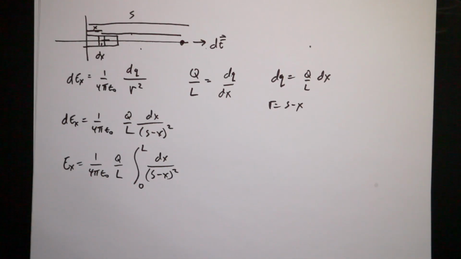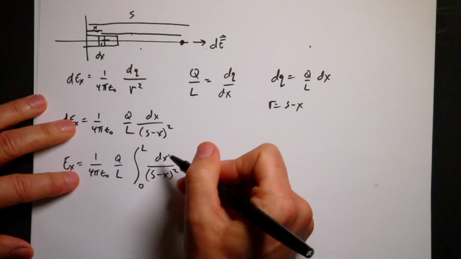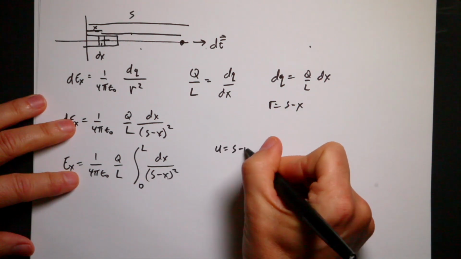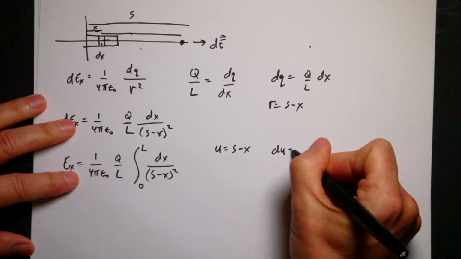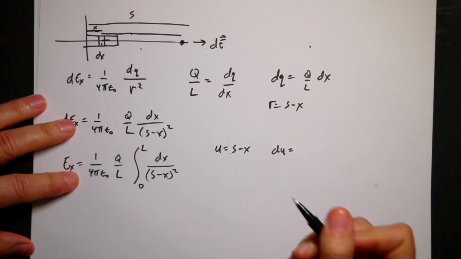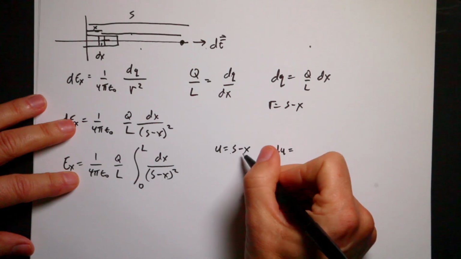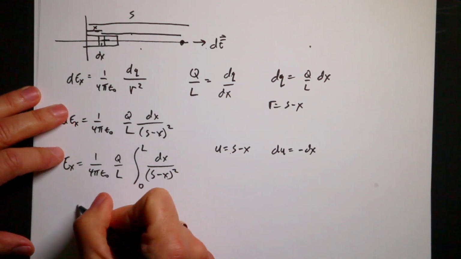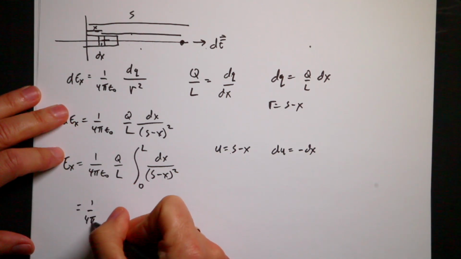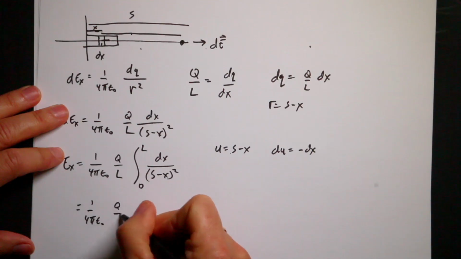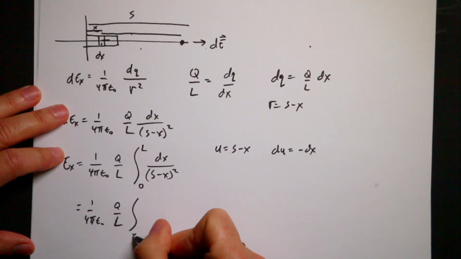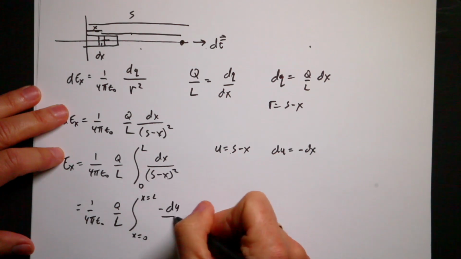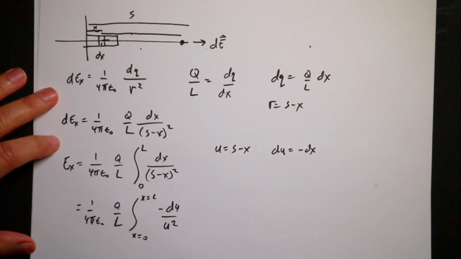You could just look this up in an integral table, but it's not that hard to do, because if I let u equals s minus x, then du is going to be the derivative of s, which is 0 since it's a constant, so I get the derivative of negative x, which is negative dx. So this becomes the integral 1 over 4 pi epsilon naught q over L. I'm going to leave my limits from x equals 0 to x equals L of negative du over u squared. Now that I can integrate, right?